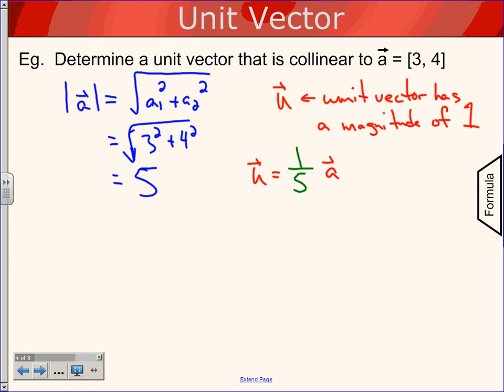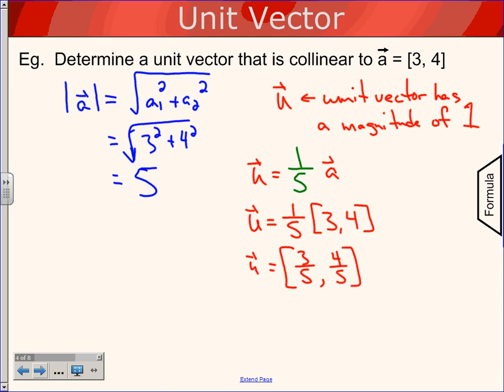Now I suppose we could do this. Vector U then is 1/5 vector A. Vector A was 3, 4. And so vector U would be 3 over 5, 4 over 5. And if you feel like playing around with fractions a little bit, if you try calculating the magnitude of that, and you do it the same way we just did for the magnitude of vector A, you just have to deal with fractions instead. You get a magnitude of 1. So it works.